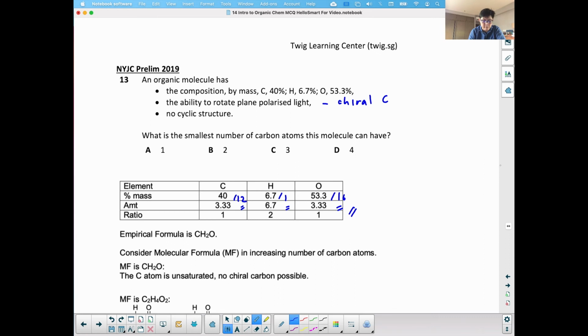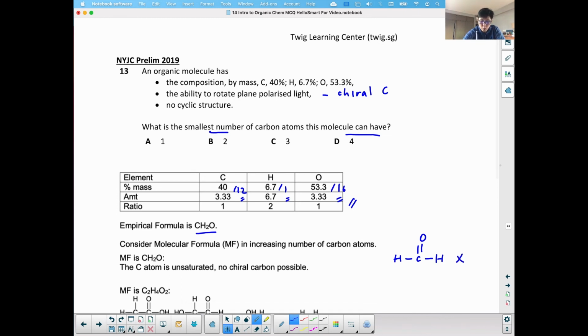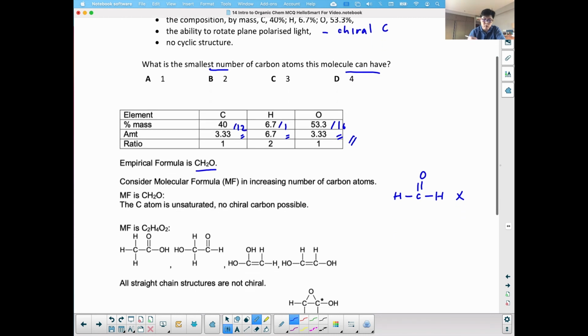So if you start to think about what is the smallest number of carbons this molecule can have, it needs a chiral center, so we'll do it bit by bit. If this was the molecular formula, I can see that this is probably the structure, and it doesn't have any chiral carbon, so this is out. If you move on to 2 times, the times 2 means it'll be CH2O times 2, which means it's C2H4O2. When we try to draw it out, you realize that there will not be any chiral carbon.